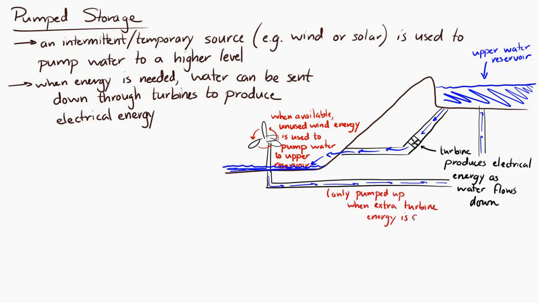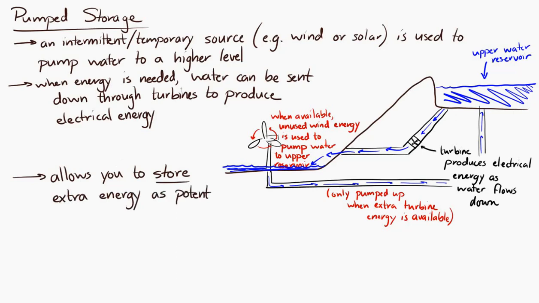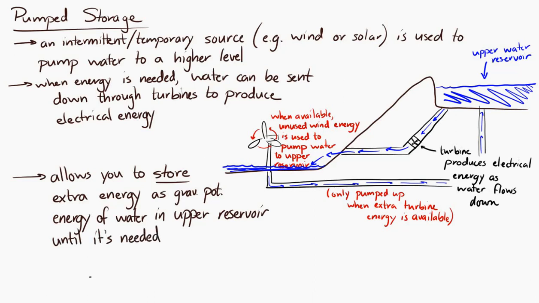The idea of pumped storage is that you're using energy that you have in the moment to store it as potential energy of water in an upper reservoir. And then another day, or another hour, or another year, when you do need the energy, you can take the potential energy that's stored in the water at this higher height and convert it into electrical energy by letting it flow downhill through a turbine.